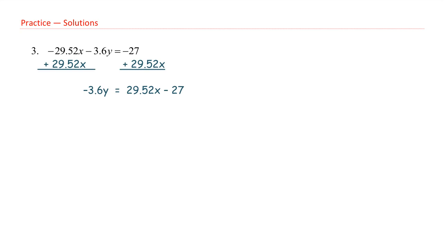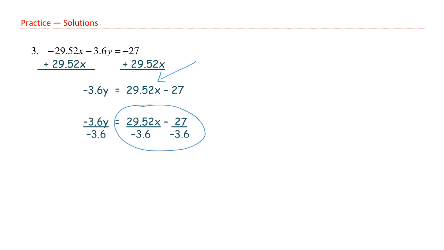Negative 3.6y equals 29.52x minus 27. And again, notice I put the term containing x first on the right side of this equation. The last step of solving is to divide both sides by negative 3.6. And again, you see I've created two separate terms here instead of one big fraction. And that will allow me to just do a little bit less writing, and it'll get me my simplified answer a little quicker. By using a calculator, I can simplify the results and write my final answer. Y equals negative 8.2x plus 7.5.